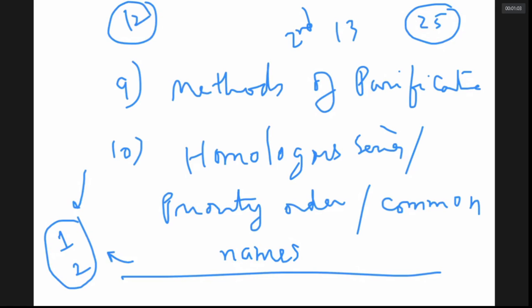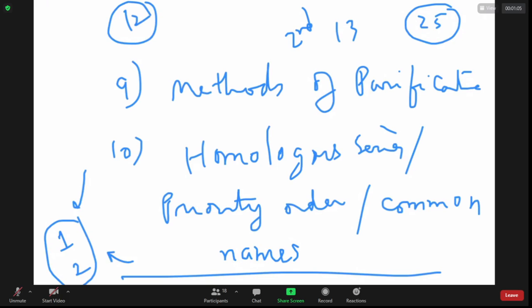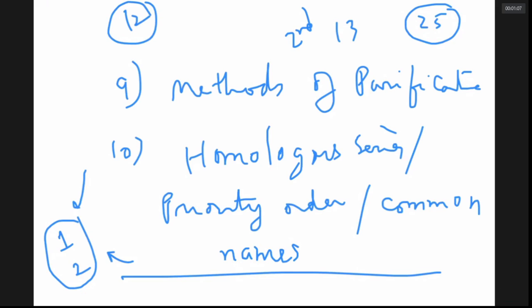Based on this, you can decide, if you want, you can leave one or two chapters, which will not fall.